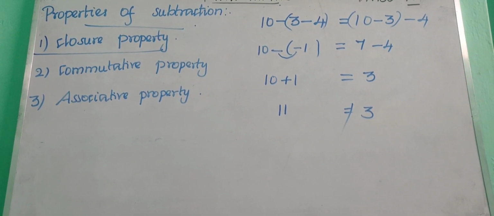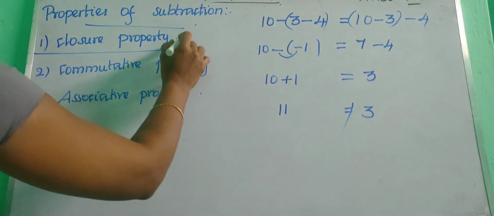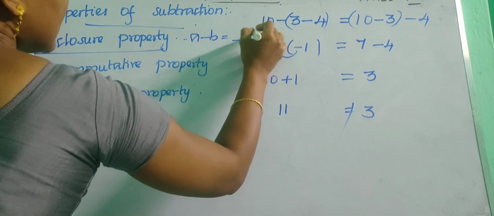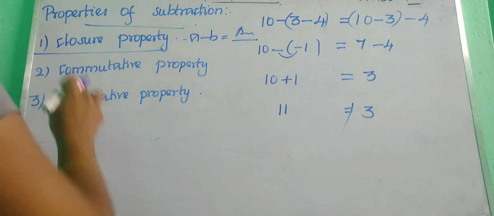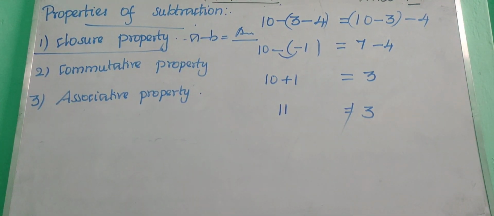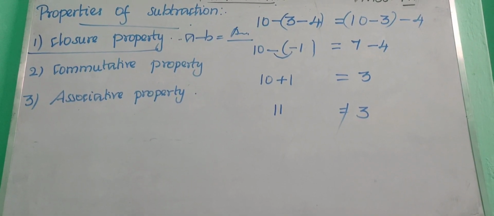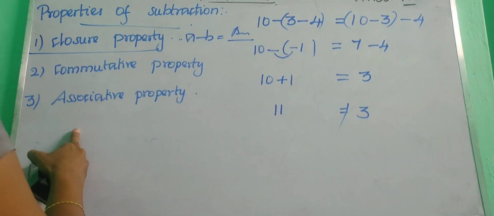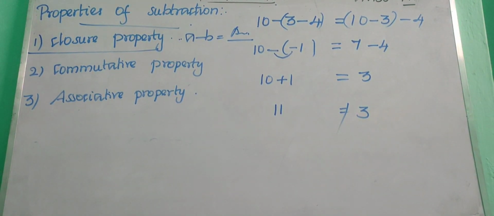Okay children, so what are all the things we have learned? Closure. Closure means what? A minus b equal to an integer, that is the answer. So we can say subtraction of integers is closed. Under subtraction, the integers are closed. But commutative and associative properties in subtraction are not possible. Okay children, so that is the thing we are learning in the properties of subtraction.